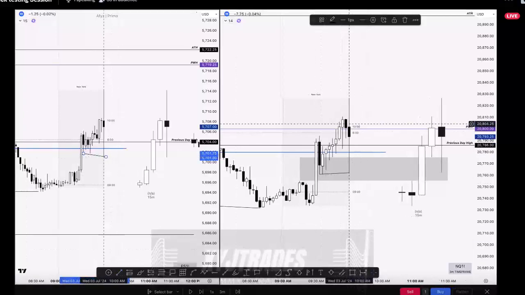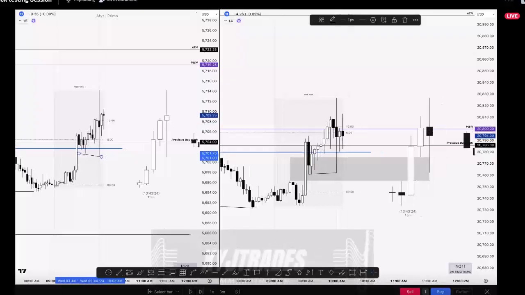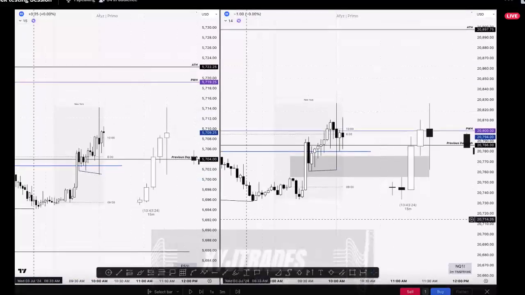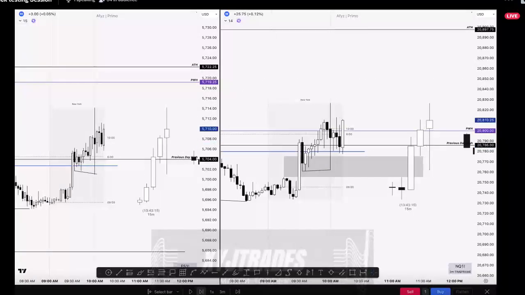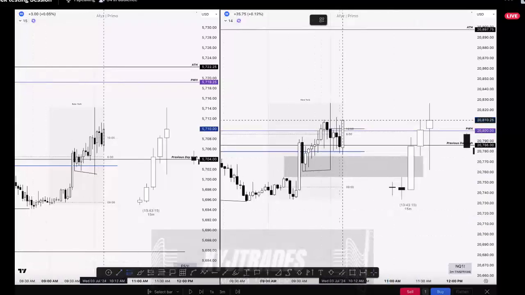And now I'm waiting for this change of state delivery. ES just gave it to you here. Right? NASDAQ stronger, so I'll take NASDAQ. Waiting for the change of state delivery to form. Perfect. Change in state. Right? I'm going to be longing here.